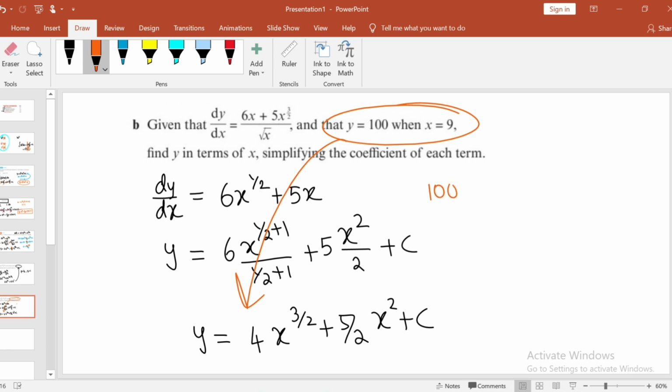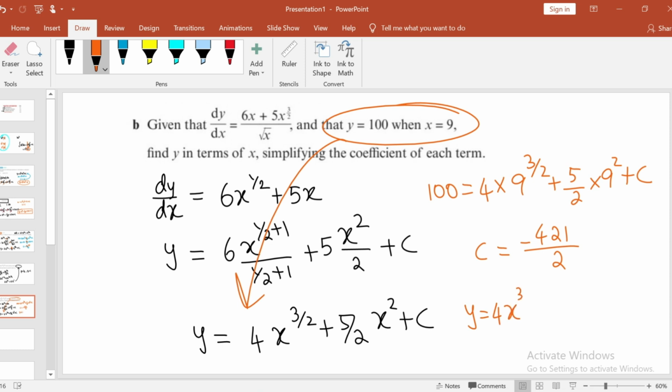Now we need to plug in this value in here to find the value of c. Y is equal to 100, 4 times x power 3 over 2, x is 9 here, 5 over 2 times x squared plus c. Now use your calculator to find c. So the value of c is negative 421 over 2. Use the value and write the function again. Y is equal to 4x power 3 over 2, 5 over 2 x squared minus 421 over 2. That's how you find the function. Copy that.